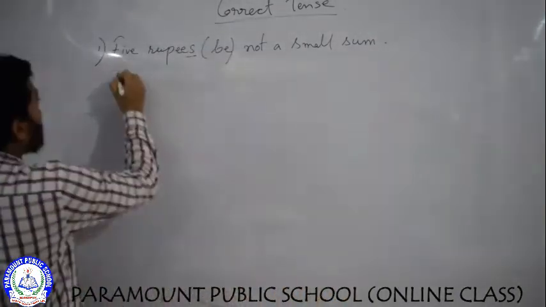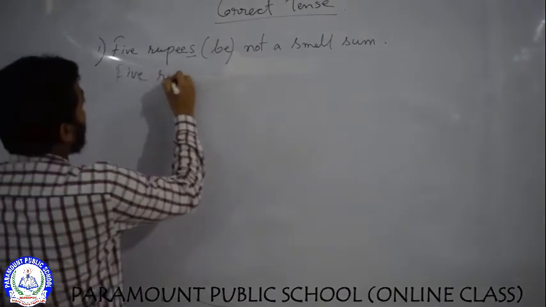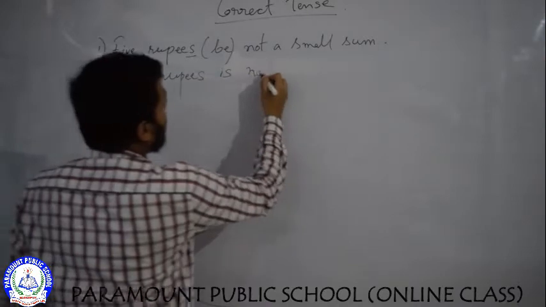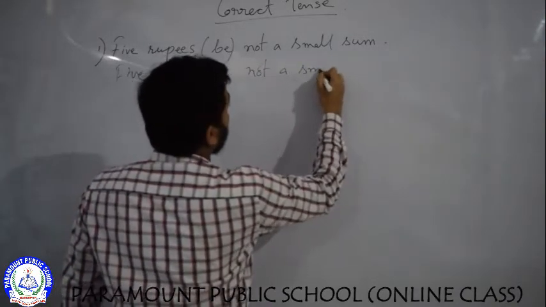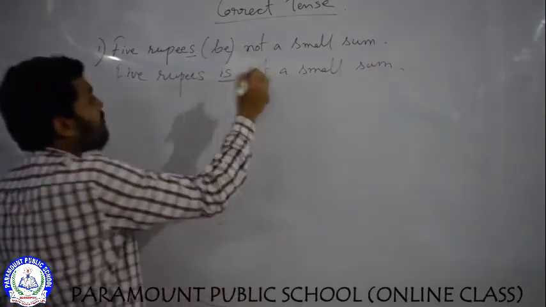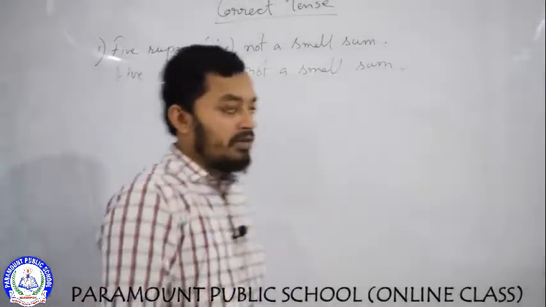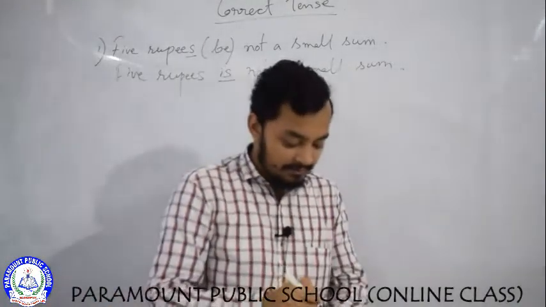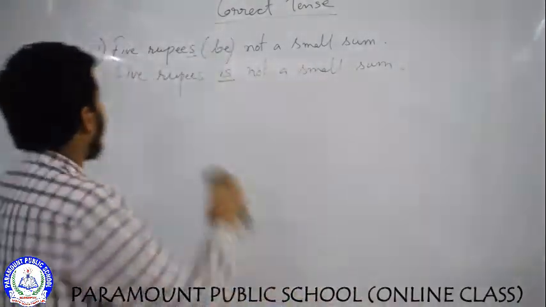So what will be the answer? ₹5 is not a small sum. Why singular? Because I repeat, ₹5, 2 years, 10 miles are singular units. Clear? Okay.